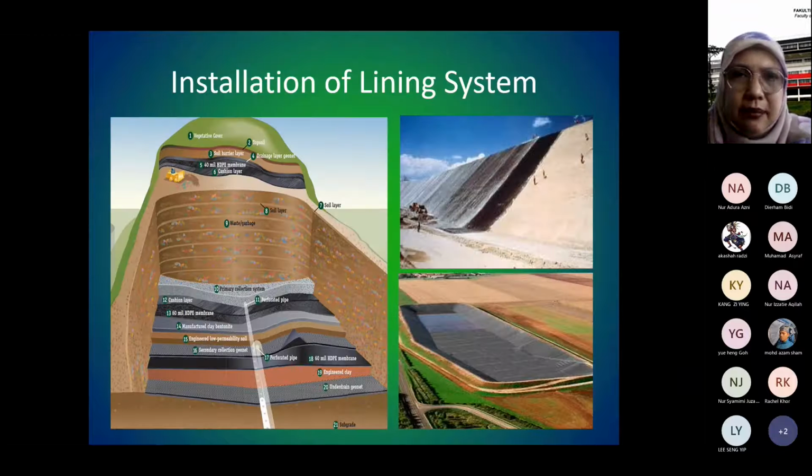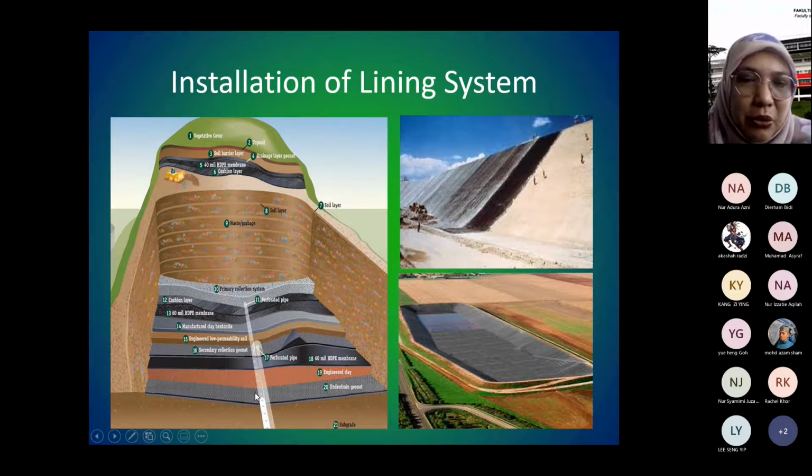From these pictures you can see how the lining systems are installed. This is the picture of a complete lining system being placed at one cell of a landfill. So this is a large scale. And then these would be the sites of the cell that need to include the lining system as well, at the sides of the embankment and at the bottom of the cell.